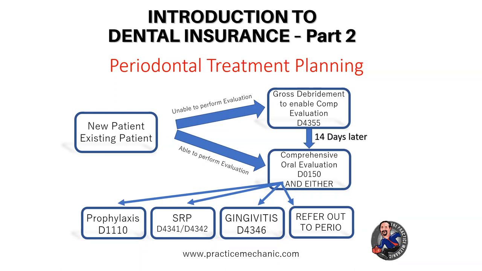So you do the gross debridement. If you're unable to perform the comprehensive evaluation, they come back 14 days later. Now they're just like any other patient who I can do a comprehensive evaluation on. I'm going to do my comprehensive evaluation, perio charting, physical exam, extraoral, intraoral exam, and so on and so forth, and they are going to fall into one of four buckets.